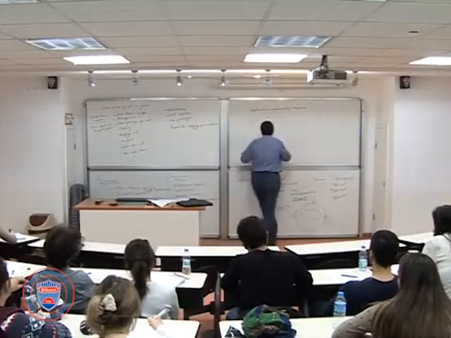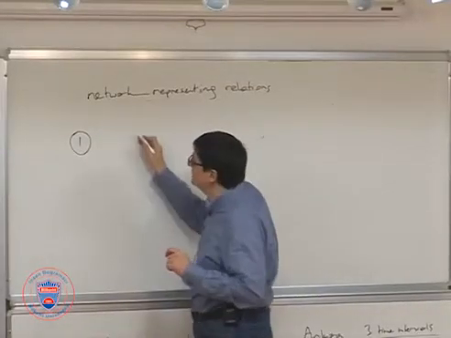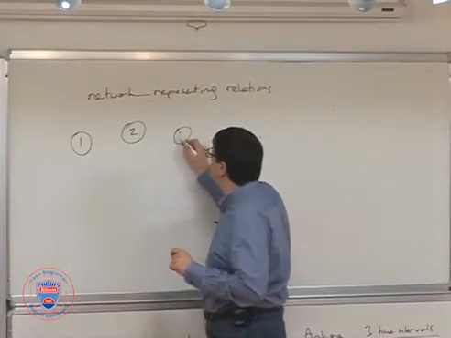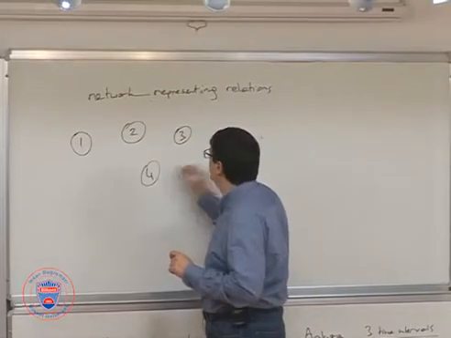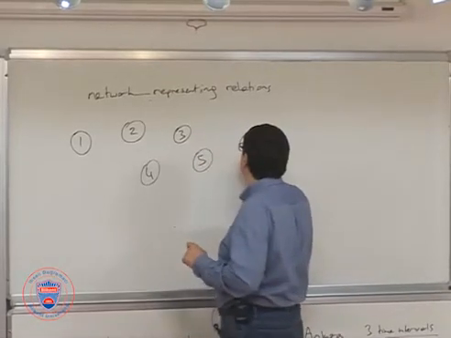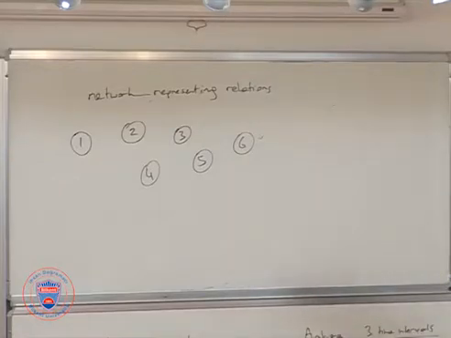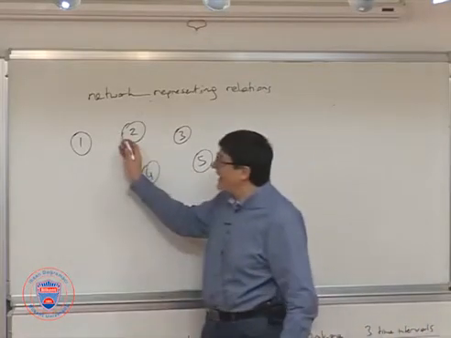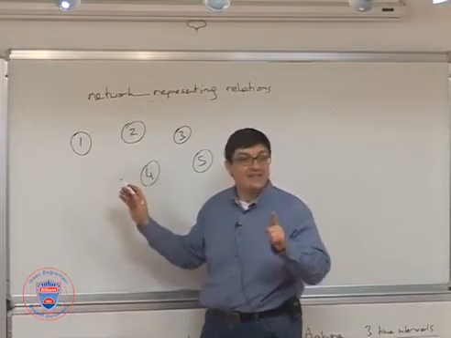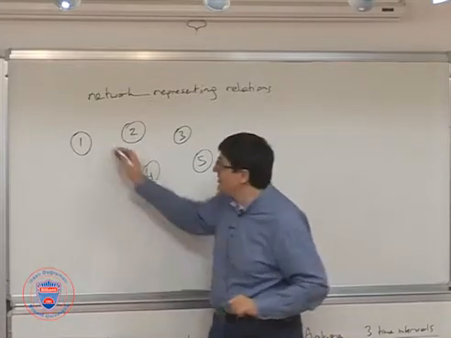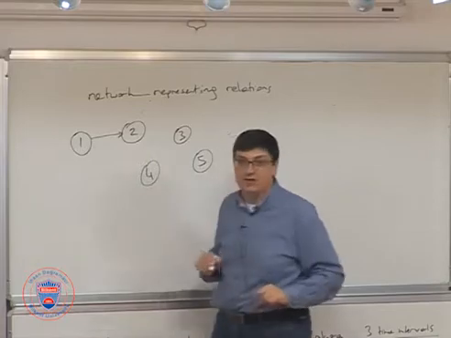Now, let's say this is 1, this is 2, this is 3, 4, 5, and 6. Let's say that I have 6 activities. Now, I know that I can start activity 2 once activity 1 is finished. So there is a certain relation between these 2 activities.